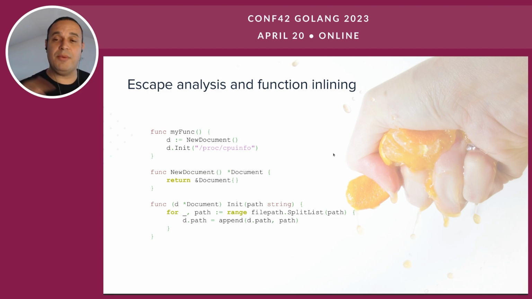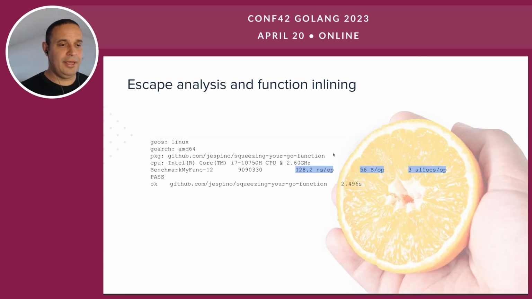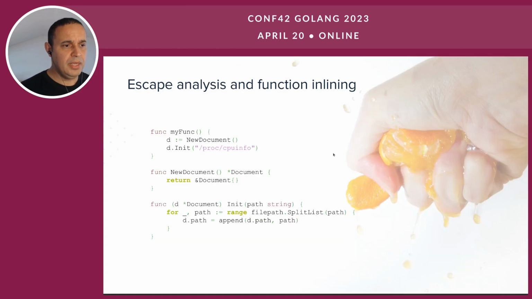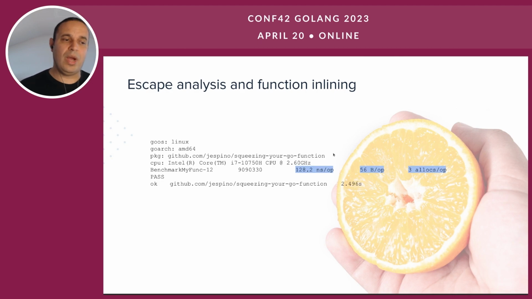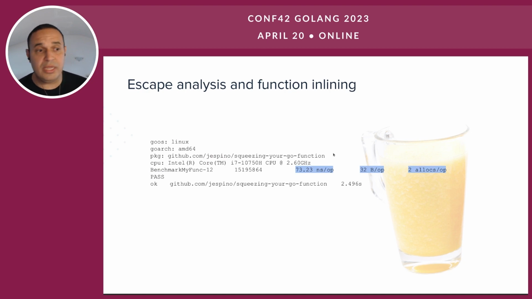So whenever I run init, I pass the pointer that is still in the stack, and it's going to work well. So this way, I'm going to save allocations. If I look here, now instead of having 3 allocations, I have 2. Instead of consuming 56 bytes per operation, I consume 32. And instead of being 128 nanoseconds per operation, I'm only consuming 73.